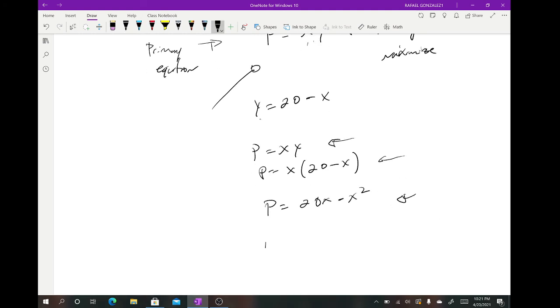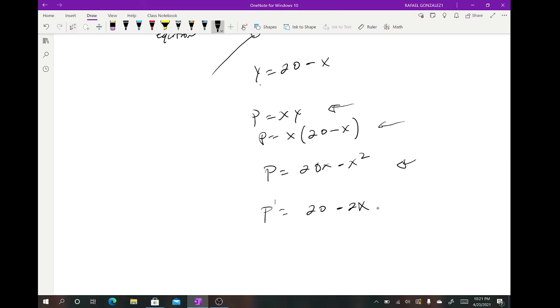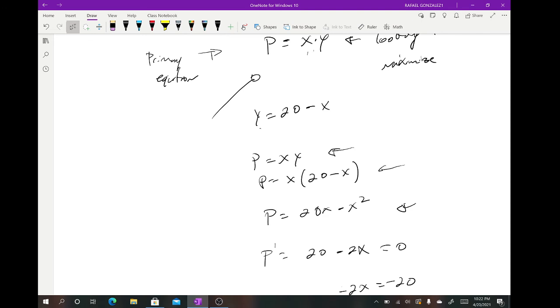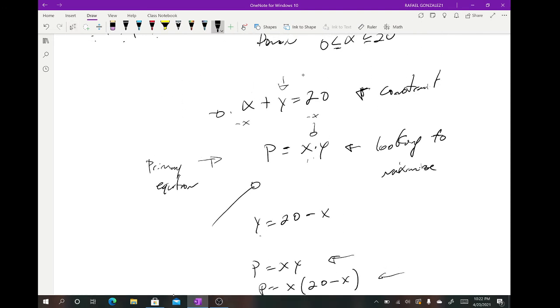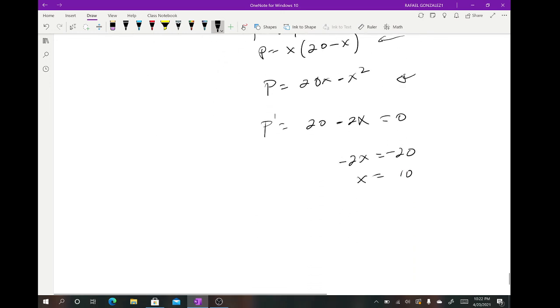So now we can take the derivative. We have p prime is equal to 20 minus 2x. And then we can find when this is equal to 0. It's a very easy one. Minus 2x is equal to minus 20. So that means x is equal to 10. Okay, so when x is equal to 10, we have a maximum. But now if x is equal to 10 and they both have to add up to 20, then you could guess what the value for y has to be. It also has to be 10.